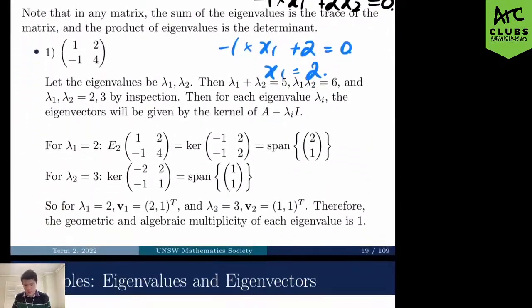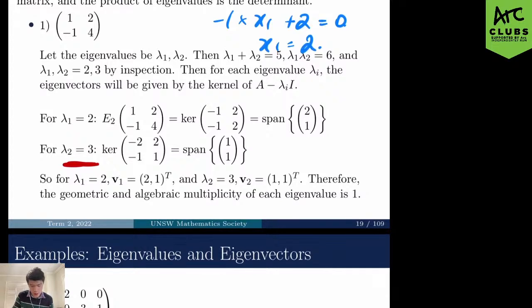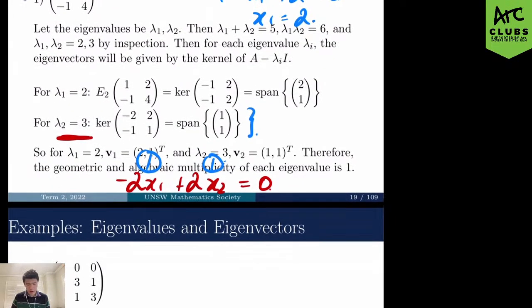So similarly for lambda 2 equals 3, you get the same thing, and you can see you're really just trying to solve for where minus 2 times the first element plus 2 times the second element is equal to 0. So let's just say this is equal to 1. Well, then the natural solution to this one is 1, 1. You get the span of 1, 1. Cool.